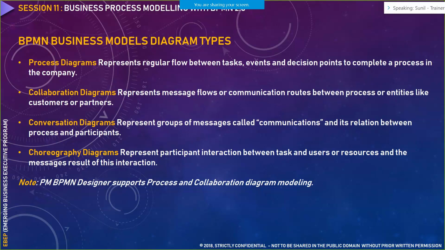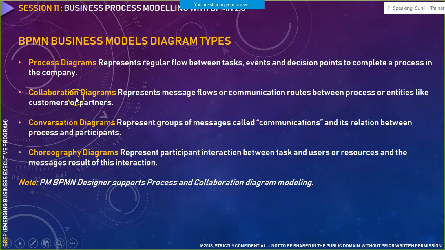The very first and very commonly used diagram is called the process diagram. This diagram is used heavily by almost everyone in the software industry. It represents the regular flow between tasks, events, and decision points to complete a process in the company. Then comes your collaboration diagram, which represents message flows or communication routes between processes or entities like customers or partners. If there are any collaborations happening between the swim lanes, or any message exchange happening with a particular system, then we would show it with the help of the collaboration diagram.